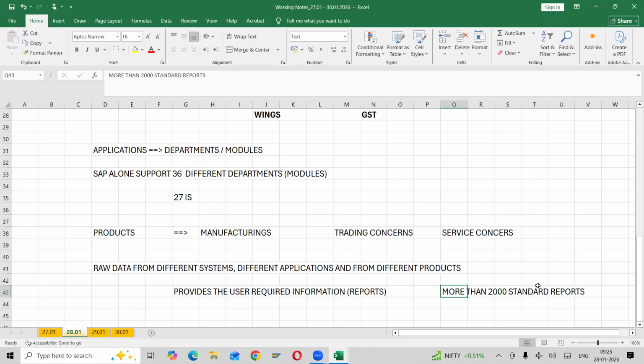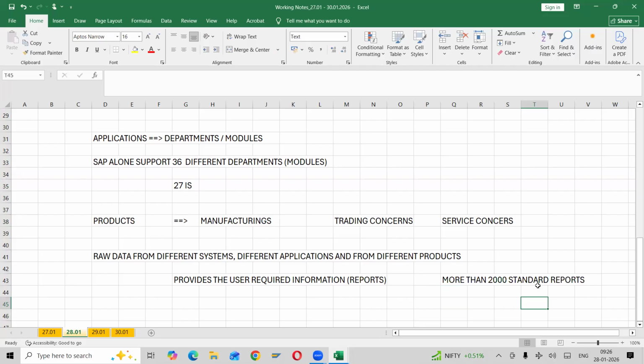Standard reports, I'm saying standard reports. And SAP provides customized reports also. There is no limit for customized reports. Clear? So that is the reason SAP is considered flexible. Standard is there, you can use standard. If it is not suitable as standard practice for your business, then they will do the customization. Clear? So this is called SAP.